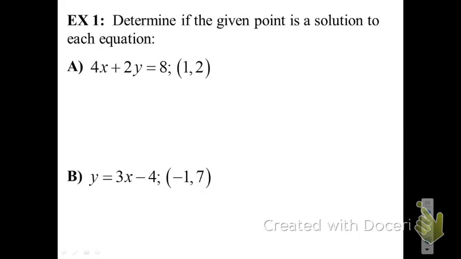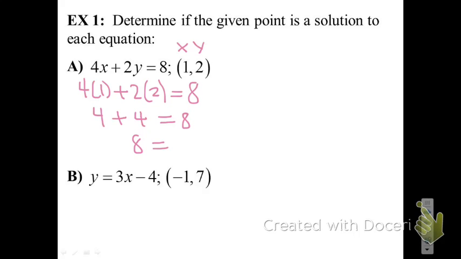So we know that in an ordered pair, this x represents 1 and the y is 2. So you're going to take those values and substitute them into the equation. 4 times 1 plus 2 times 2. If you remember, we did this last unit. And we're going to solve that. So 4 times 1 is 4, plus 2 times 2 is 4. 4 plus 4 is 8 equals 8.